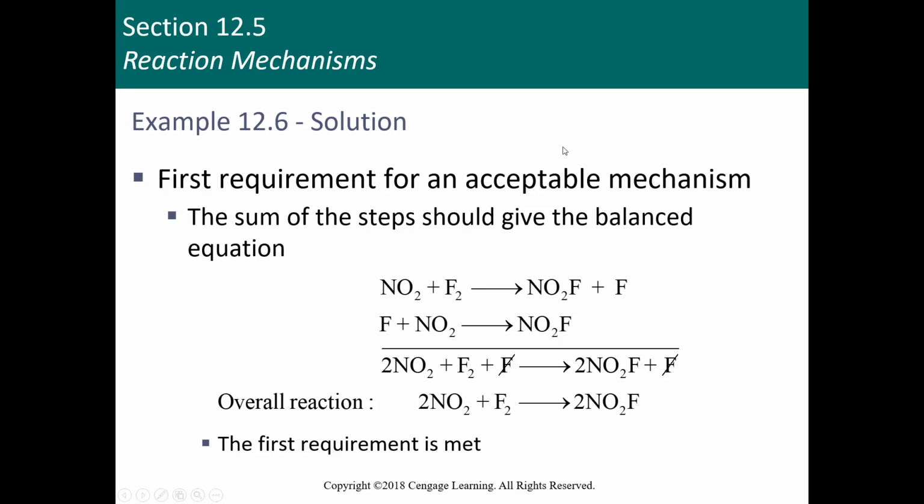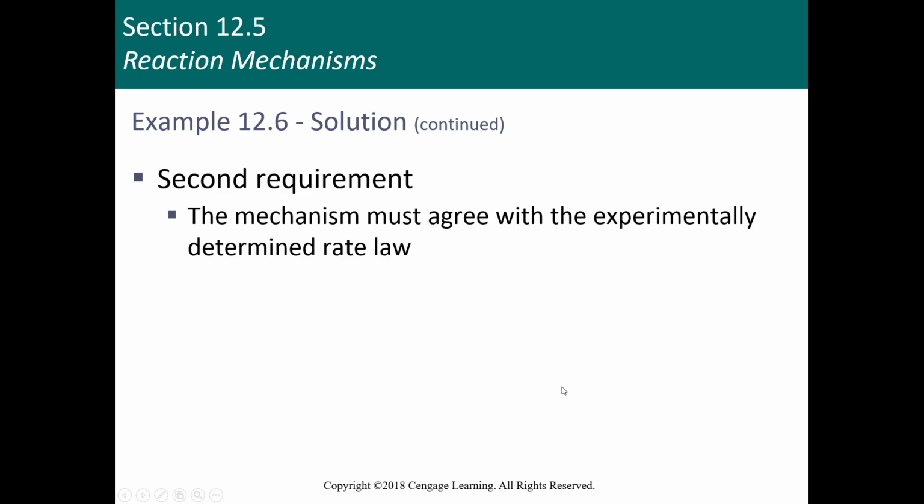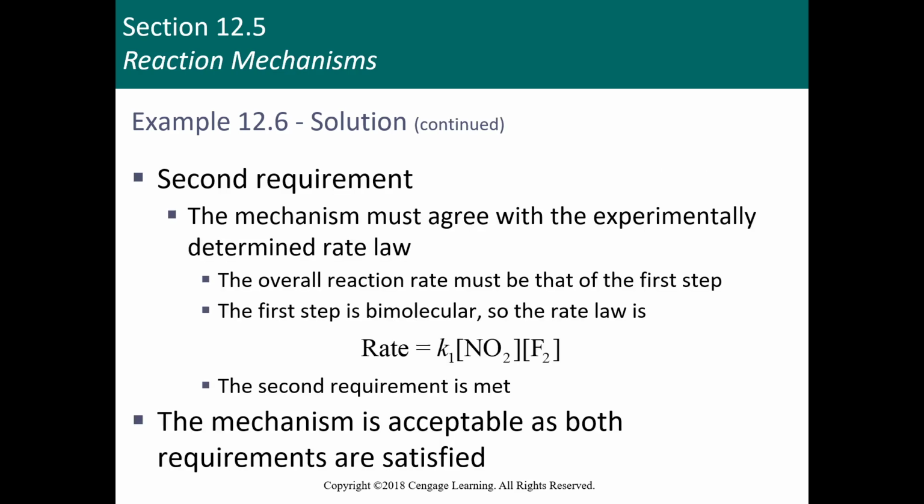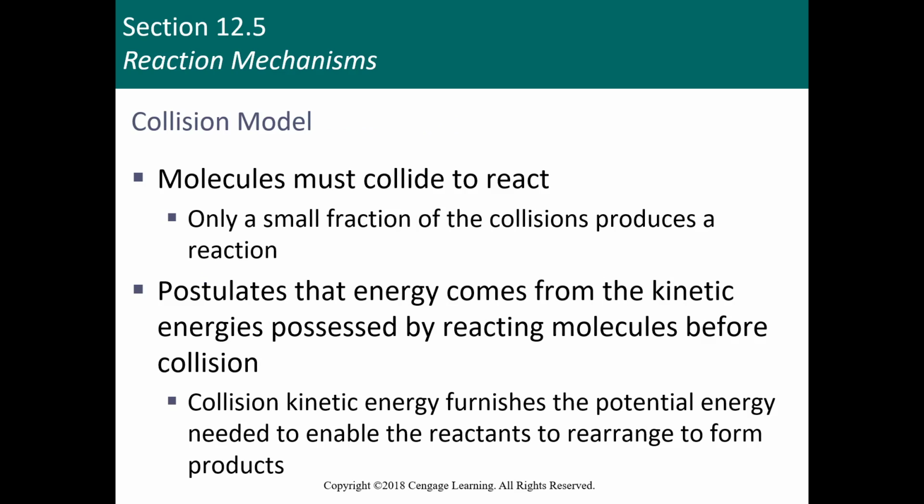Okay, so we see this right here is taking these reaction steps. We sum them up. We cancel those F's. And we get our overall reaction. Excellent. And so we do the second step. Yes, that makes sense. The second step is also okay. So we have failed to disprove this mechanism. So currently this mechanism is acceptable as we have satisfied our requirements.